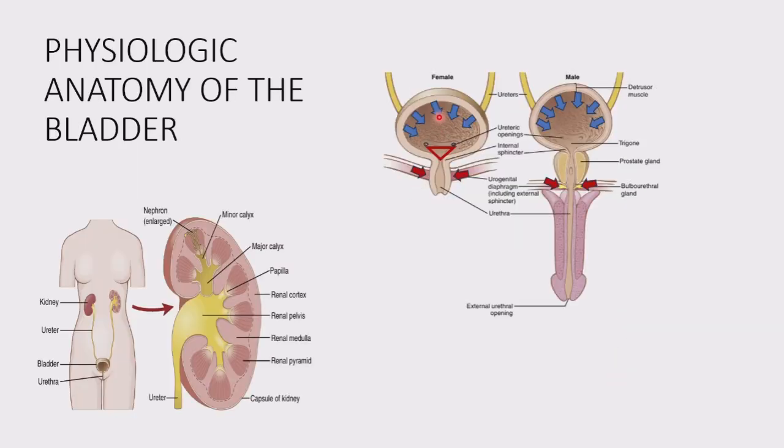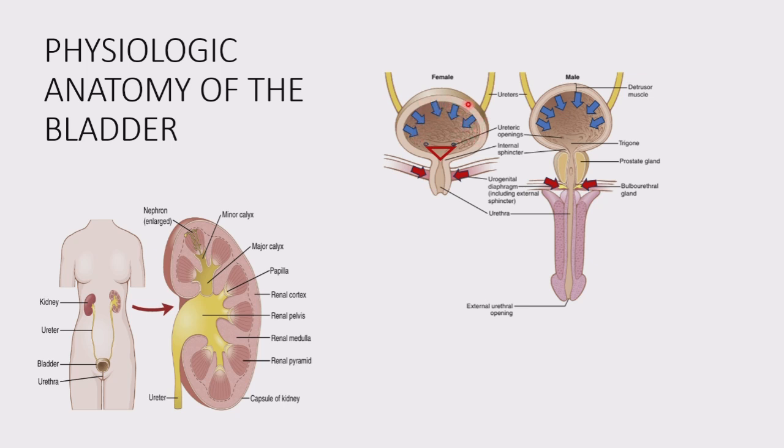Let's first talk about the physiologic anatomy of the bladder. Our bladder is made up of two different parts: the body, where urine gets collected, and the neck that connects to your urethra. It is sometimes called your posterior urethra because of its anatomical position. Then the wall of our bladder is known as the detrusor muscle, which, when it contracts, empties your bladder.